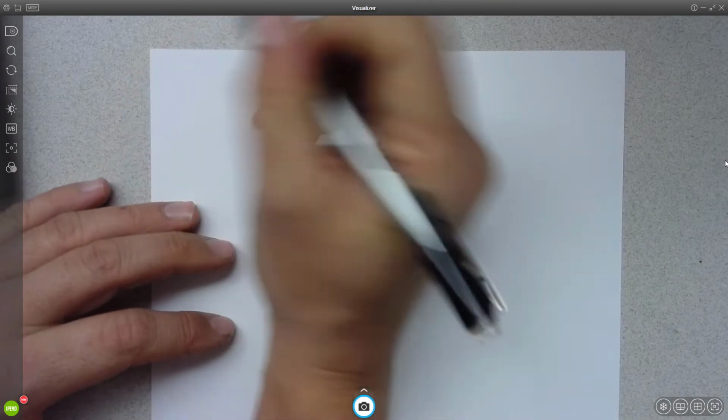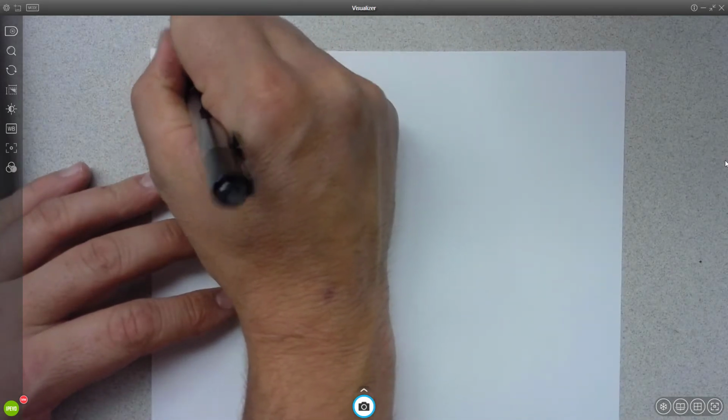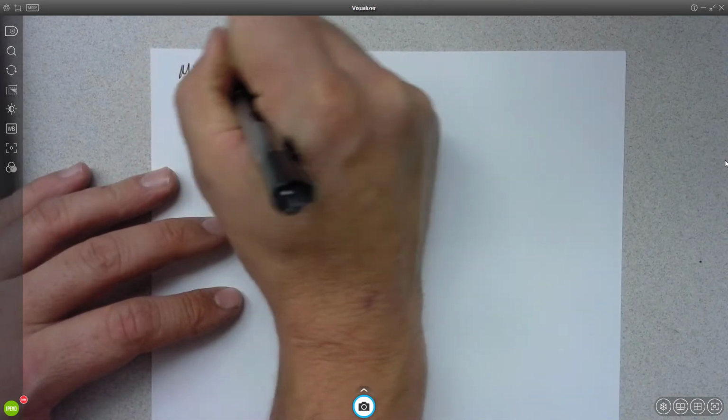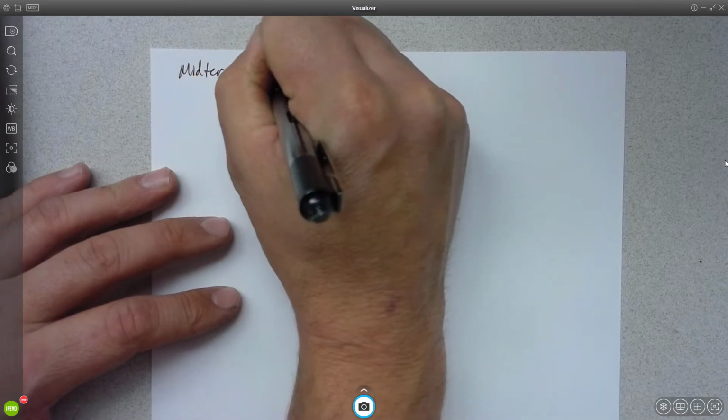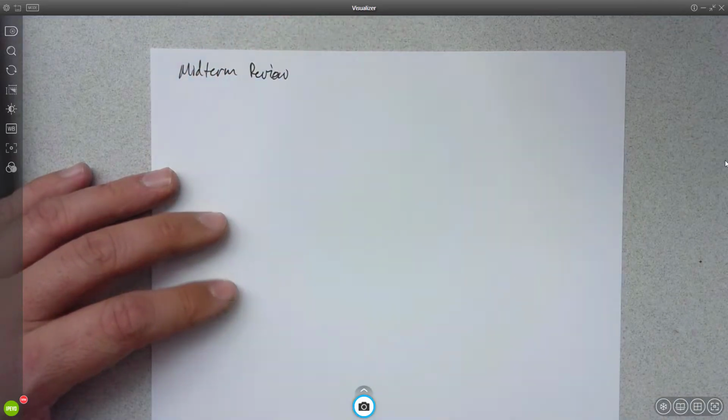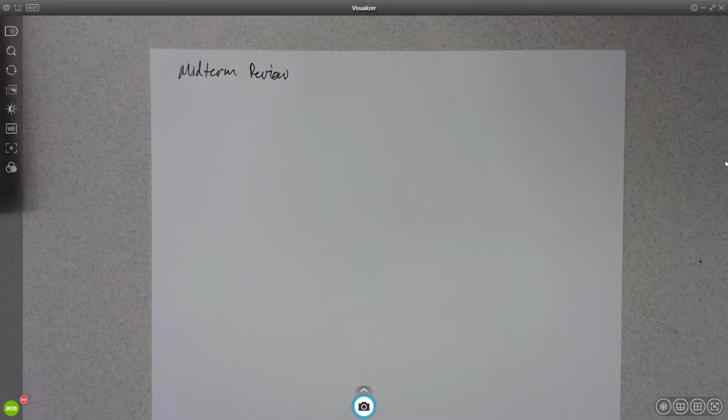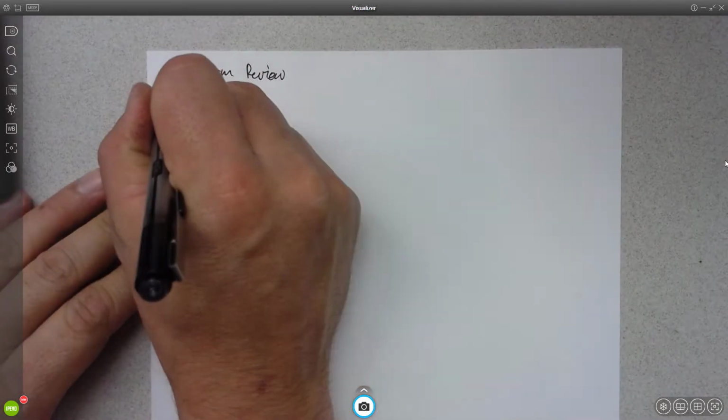Let's get started with midterm review. So I did grade your homeworks and quizzes, and one of the topics that people asked if I would go over was more distributed load stuff when it comes to shear and moment diagrams and the equations. And from grading your homework, I see why.